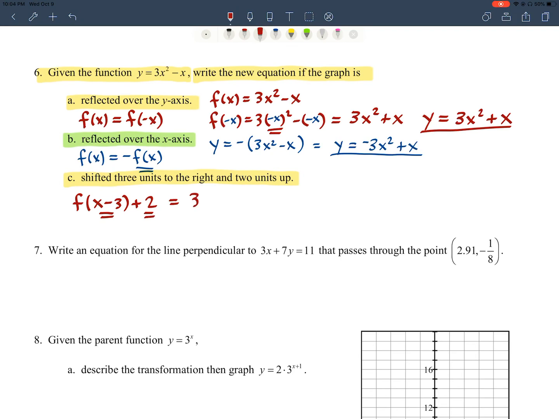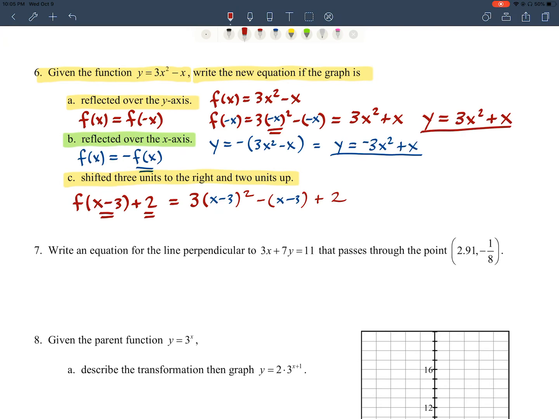So we're going to say 3 times our x minus 3, that's being squared, minus, and then we've got our x minus 3 again, because there's another x there. And then we're going to take that and add 2 at the very end. Now all we need to do is simplify this expression.